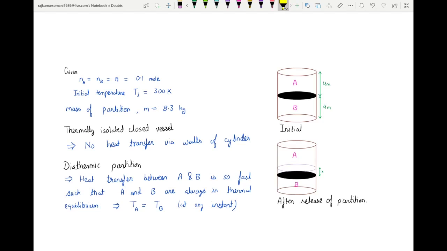So other information is that it is a thermally isolated closed vessel. This vessel is thermally isolated. It implies that there is no heat transfer via the walls of the cylinder. Also, the partition is diathermic. It means the conductivity of the partition is very high. The heat transfer between A and B chambers is going to be so fast such that A and B are always in thermal equilibrium. It means TA is equal to TB.